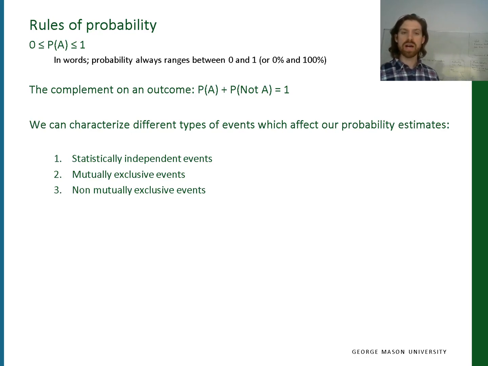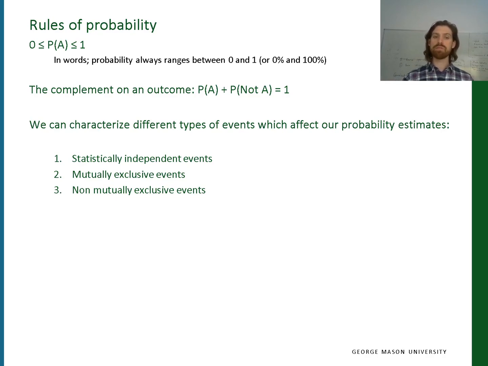The complement of an outcome is essentially this: if we have an expectation for the probability of a particular event, say the flooding of a river, and we think there's a 40% chance of the river flooding in a particular year, then the complement is the chance of that not happening. So if it's 40% for the river to flood, then it's 60% for the river not to flood. And those two probabilities add together to get the total, which is 1.